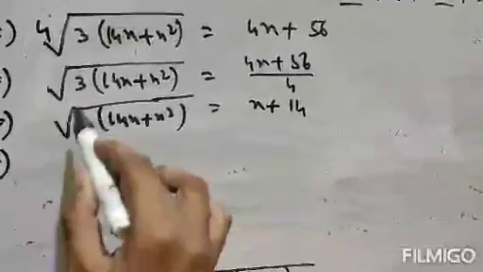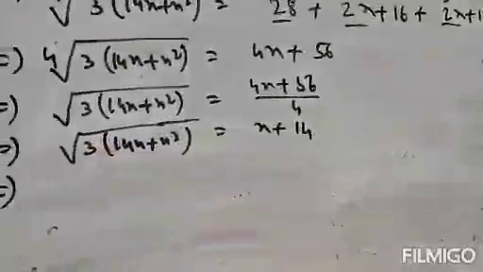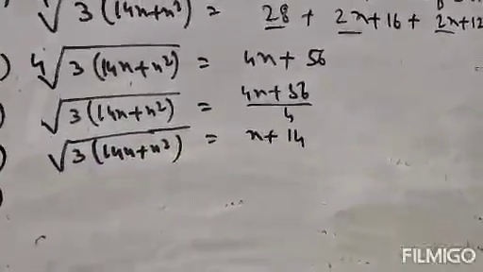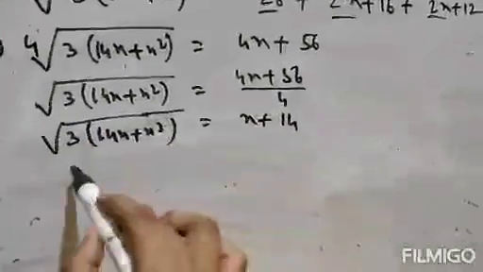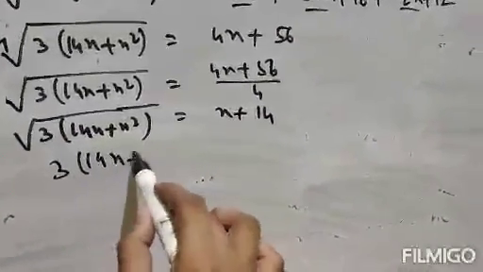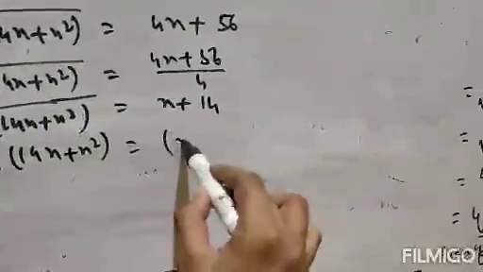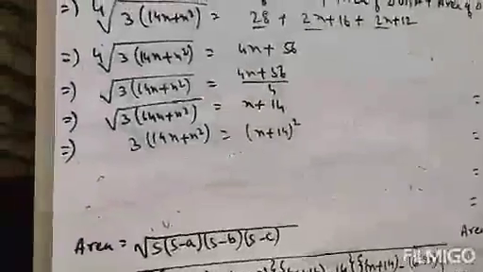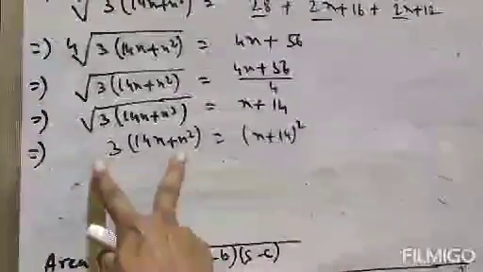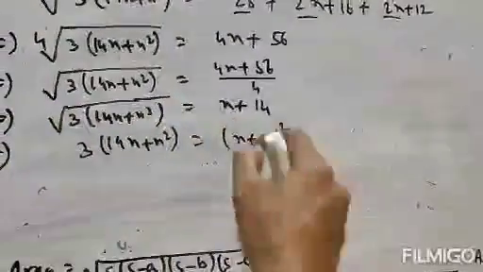Now just square on both the sides. If you square on this side, this root will get eliminated, so 14x plus x square will be equal to x plus 14 whole square. I have done a square on both sides. That means if you square on this side, the root will be eliminated.